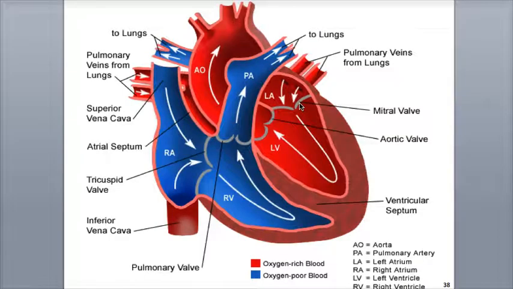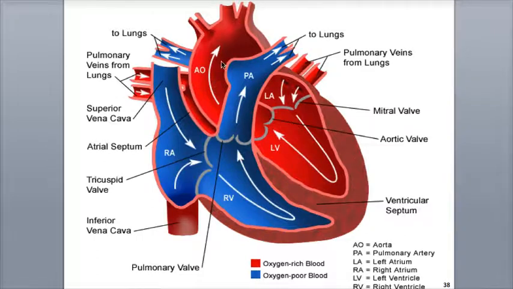The path of blood flow through the systemic circulation is as follows. The left atrium receives oxygenated blood from the pulmonary veins. The blood is pumped out of the left atrium and passes through the bicuspid or mitral valve and enters the left ventricle. The left ventricle contracts and pumps blood through the aortic semilunar valve, or just the aortic valve for short, and into the ascending aorta.